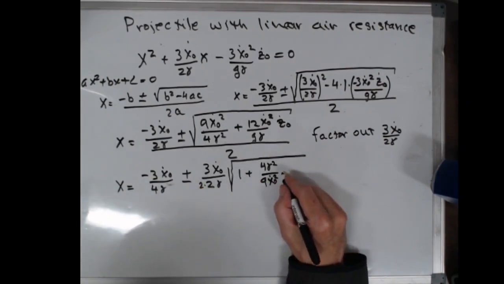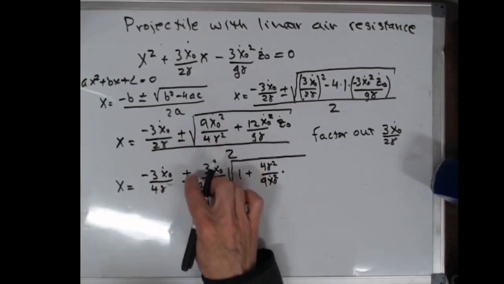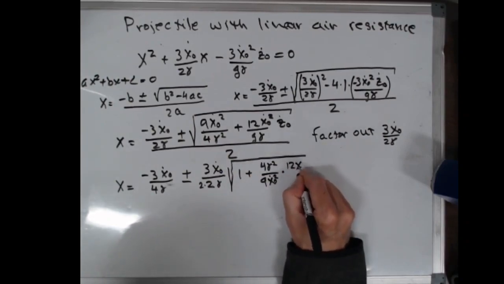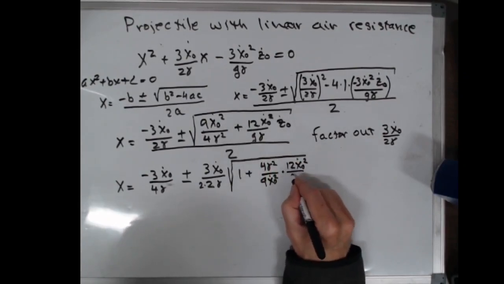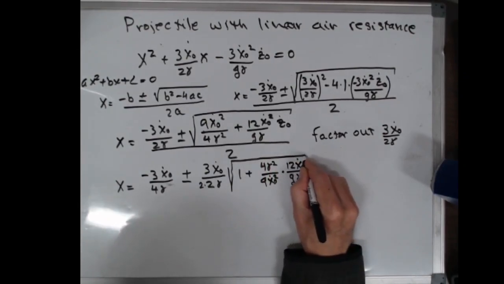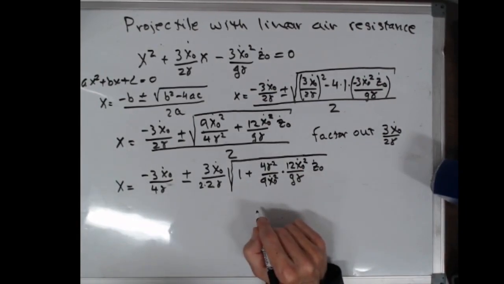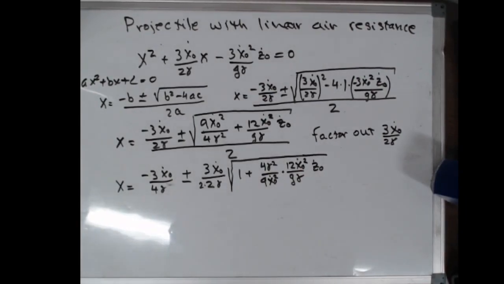And so the 2 comes from the denominator, and that multiplies everybody from the outside anyway. And so I get a 12 x naught dot squared. That's this piece over g gamma. And then z naught dot like that, right? And so I can cancel some terms here, maybe.